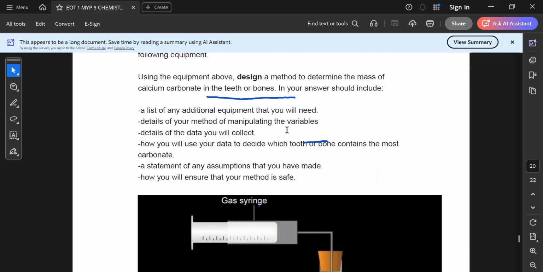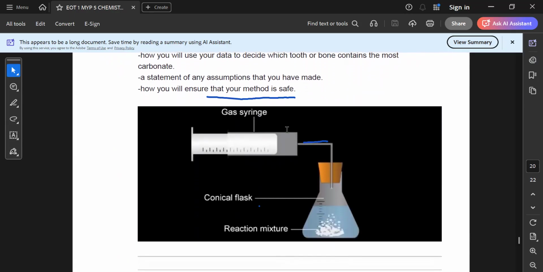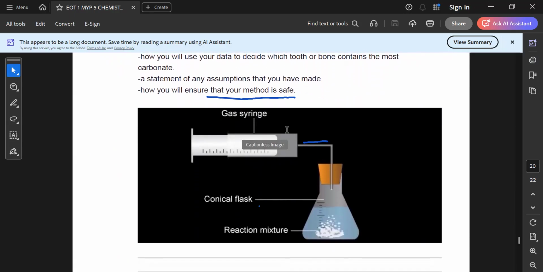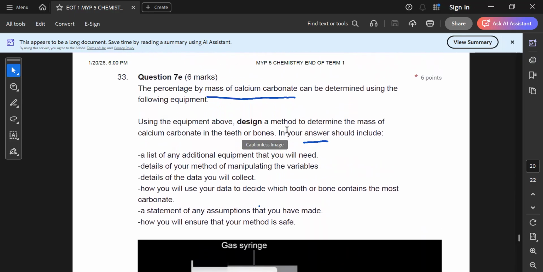For the dependent variable, we're measuring the volume of carbon dioxide produced. So you will be telling us here that at the end of the experiment, you will measure the volume of carbon dioxide produced from the gas syringe. It's as simple as that. That's all you will say there.